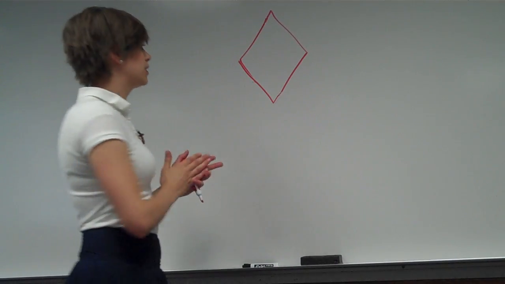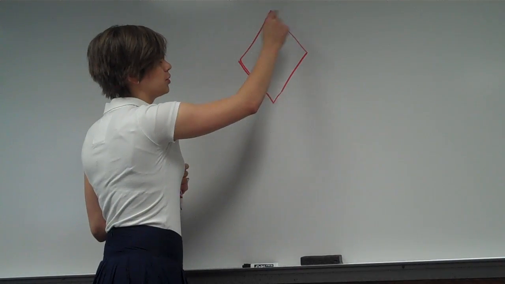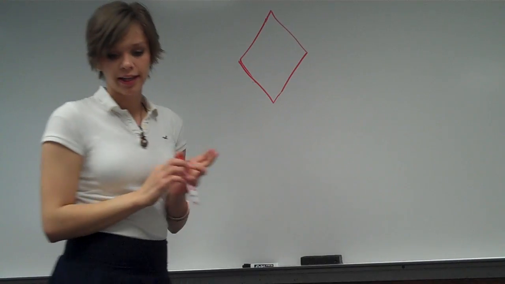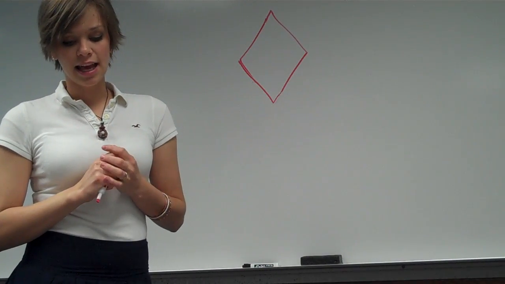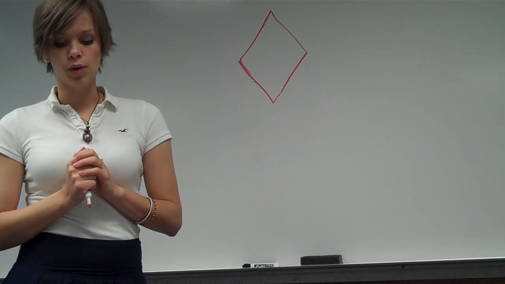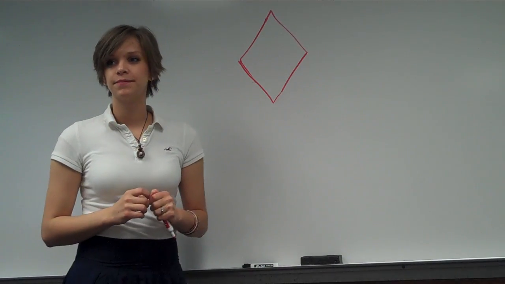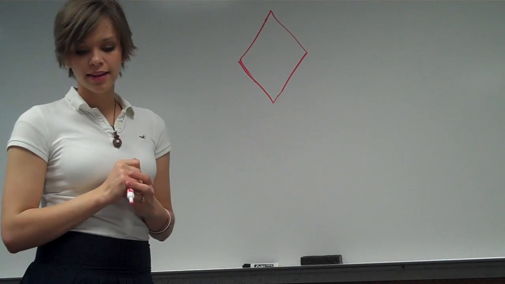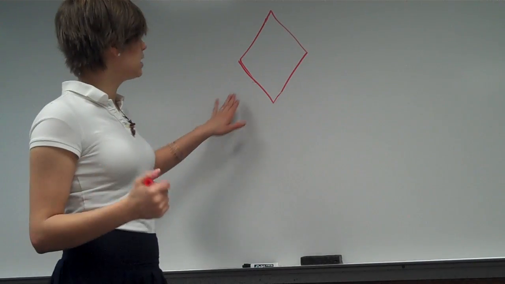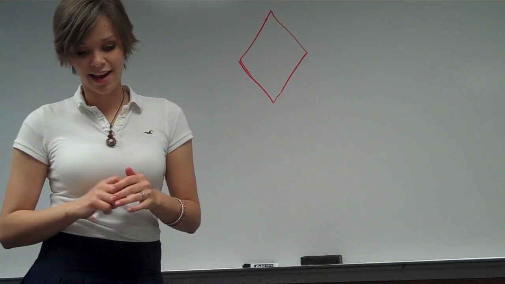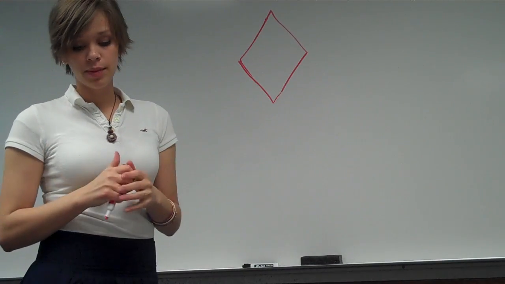Now let's count them all together. 1, 2, 3, 4. Good counting, you guys. 4 is right. The next step is to see if the sides are equal. What do we look for next? See if the sides are equal. That's right. Thank you, class. And are the sides equal? Yes, they are. This could still be a rhombus.